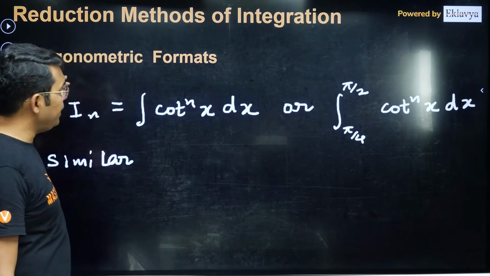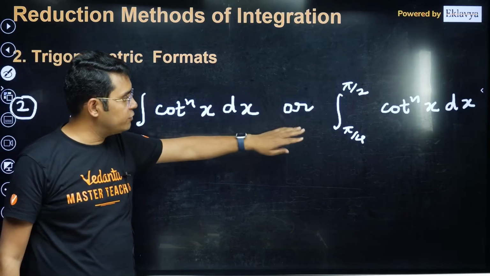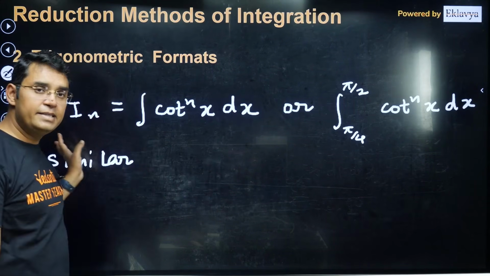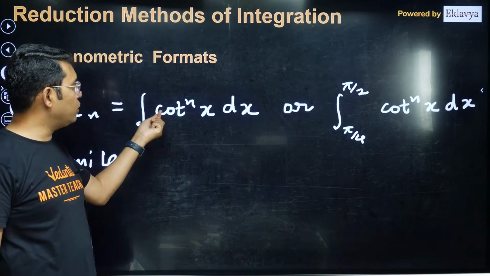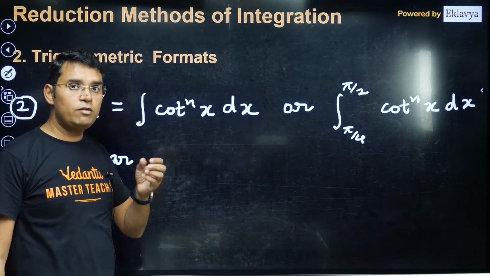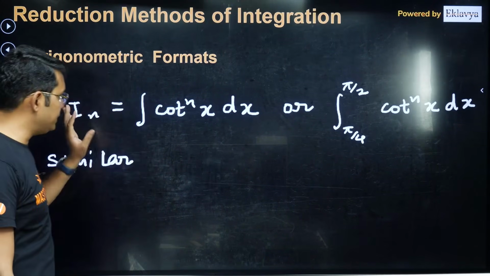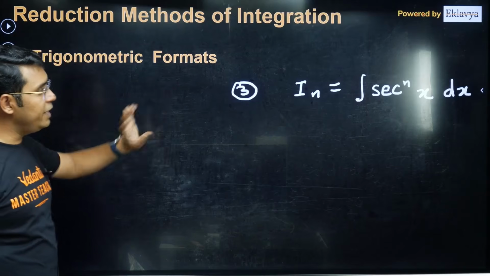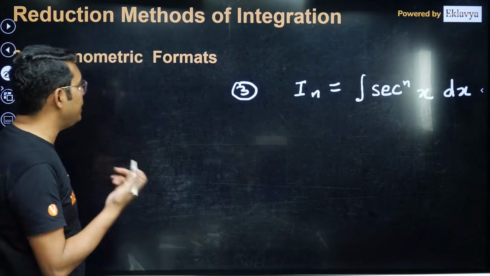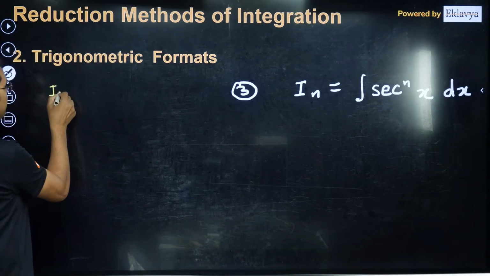Now cot power nx, from pi by 4 to pi by 2, is exactly the same as tan power nx. You just have to write cot power n minus 2 into cot square, which will be cosecant square minus 1. So it is the same, I am not doing it. Now secant power nx. How will this be done? I think this is also done.